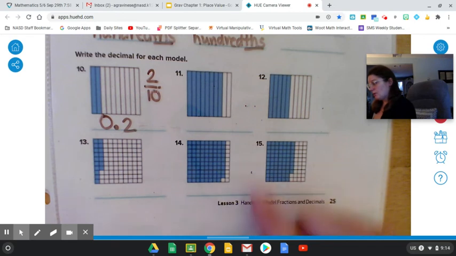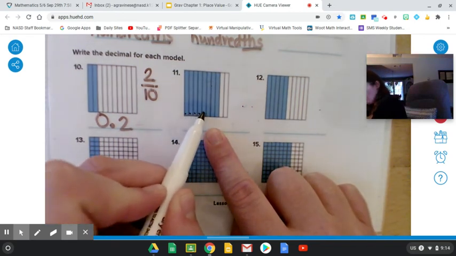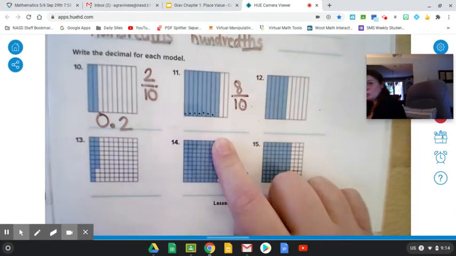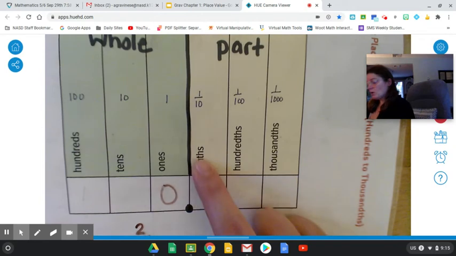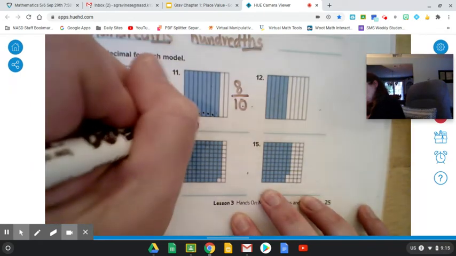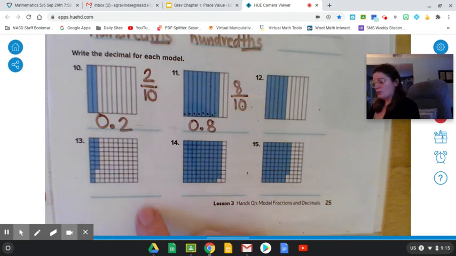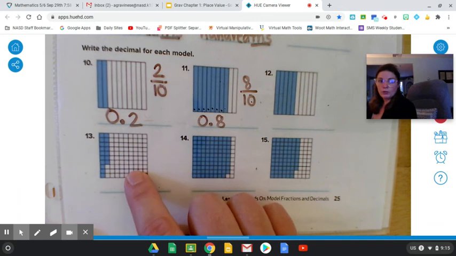All right, let's see how you did. Let me count up my tenths. 1, 2, 3, 4, 5, 6, 7, 8 out of 10. There's my fraction. And I need an 8 in the tenths place this time. So I'll get rid of this 2, and I need 8 in my tenths place. So it's 0.8. All right, let's try number 13. Now we can see that our grid is in 100 equal-sized pieces.